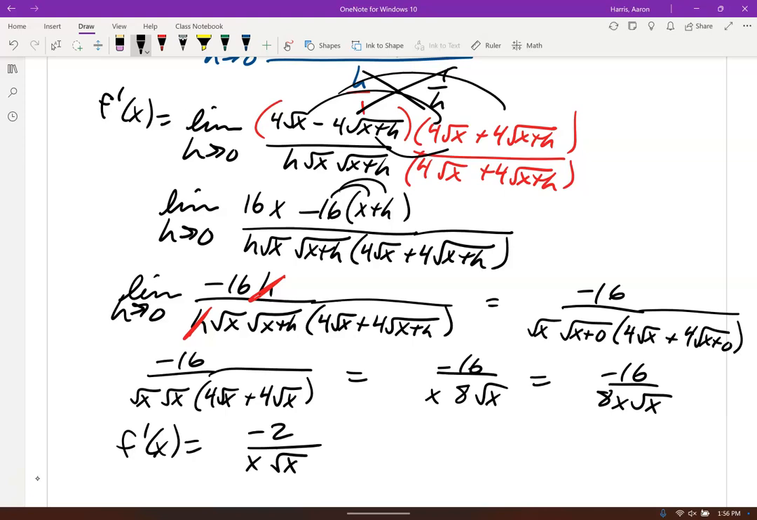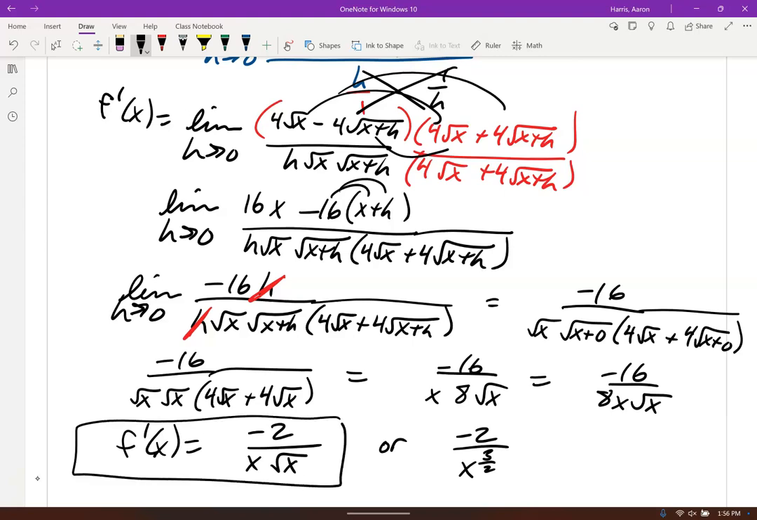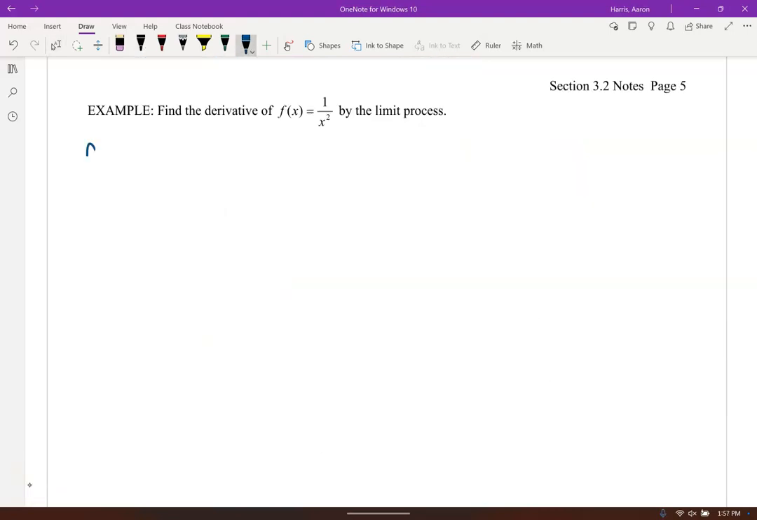Or if you want, you can write it as negative 2 over x to the 3 halves, right? X to the 1 times x to the 1 half is x to the 3 halves. Or negative 2x to the negative 3 halves, right? There's another way to write that. Let's do a couple more here, you guys, and then we'll get into some conceptual discussions about the derivative.